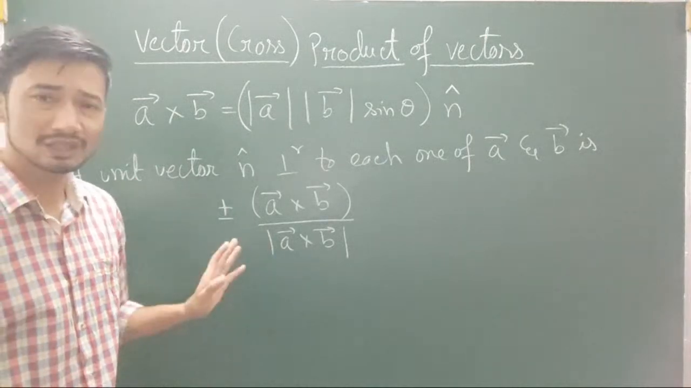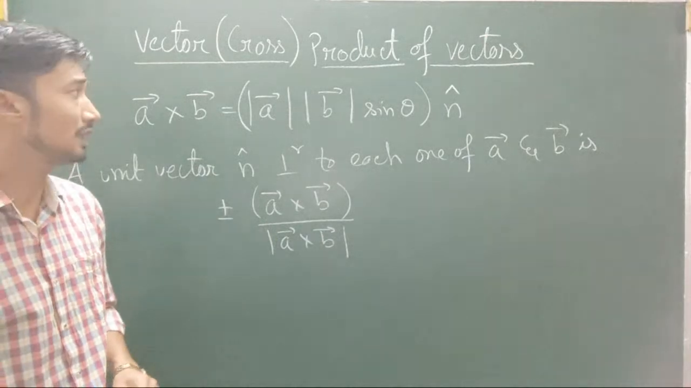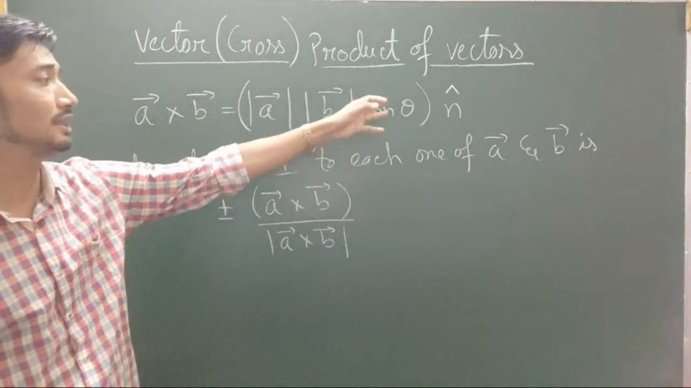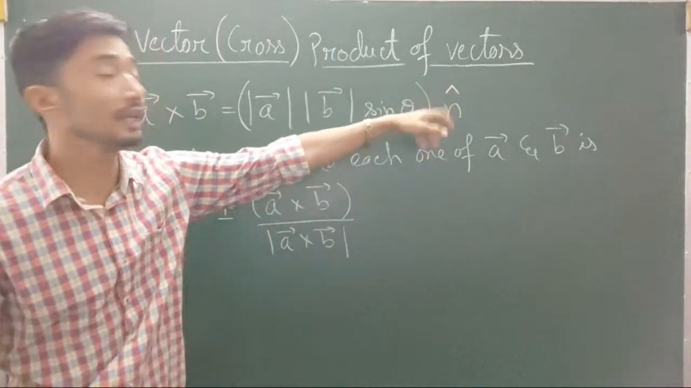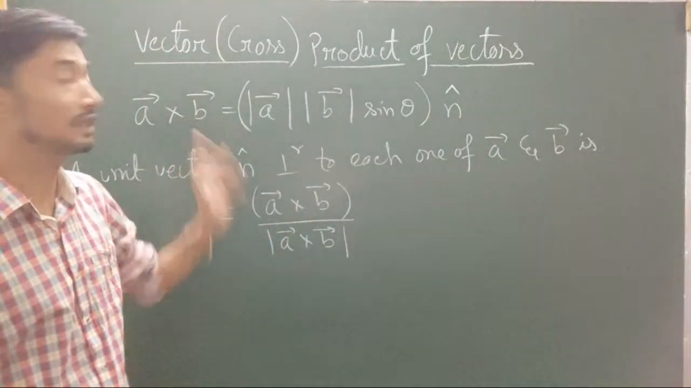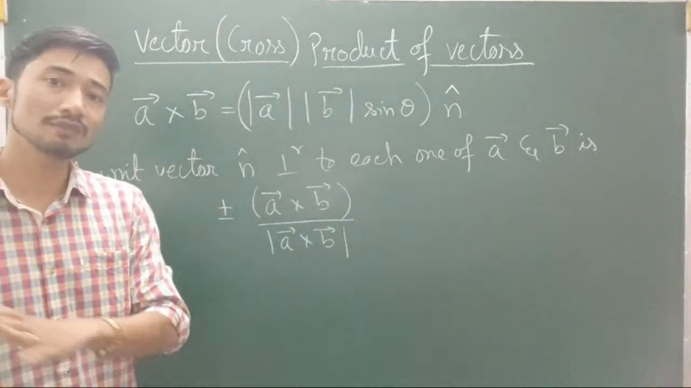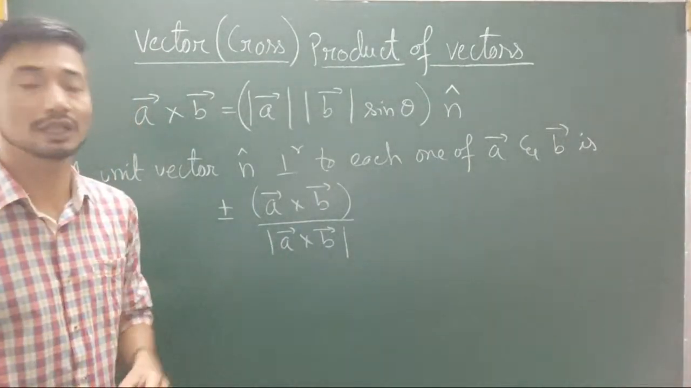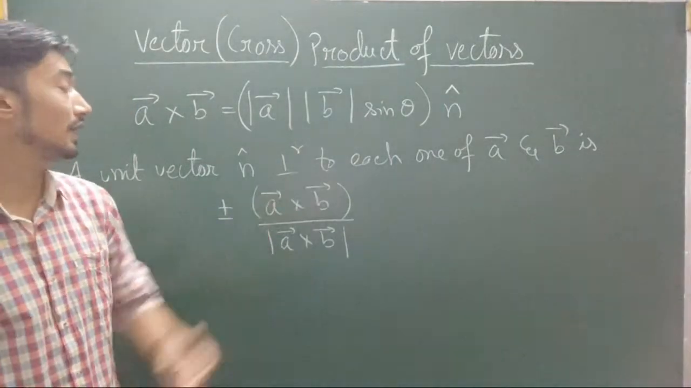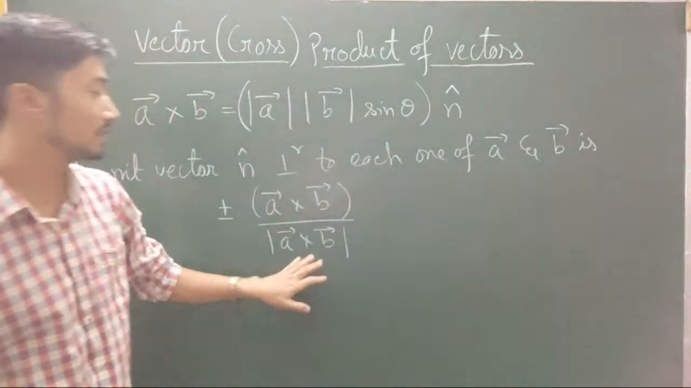So we are not going to be discussing the direction here. As the formula goes, the cross product of two vectors is a b sine theta into n cap, where n cap is a unit vector which is mutually perpendicular to vector a and vector b. In detail, please go through the concept video and then come back and do this exercise. That will be very helpful. A unit vector n cap perpendicular to each one of a and b is given by this.